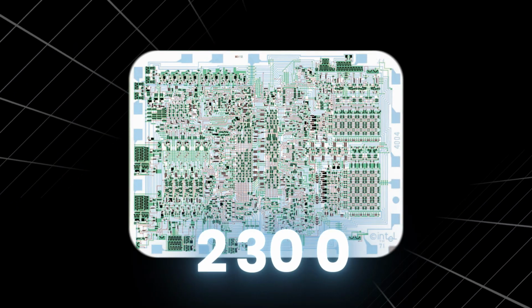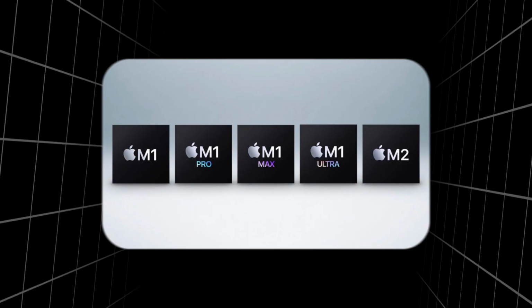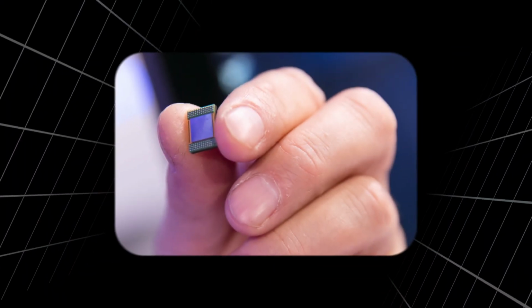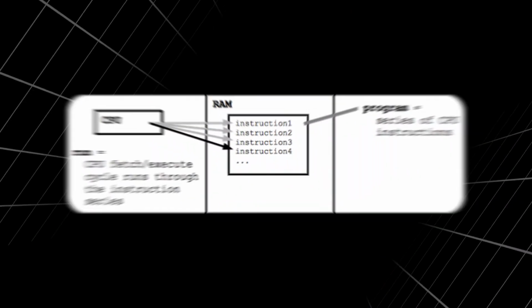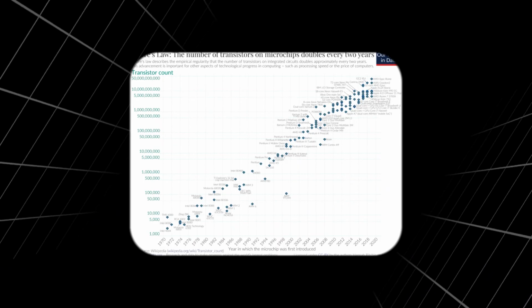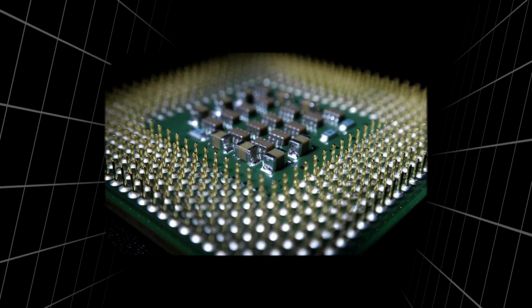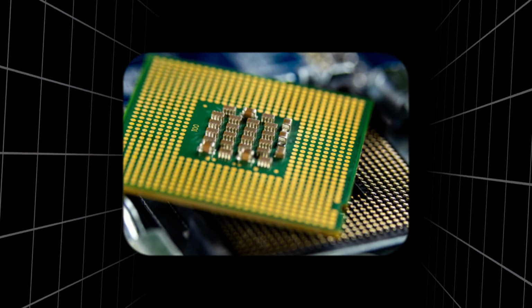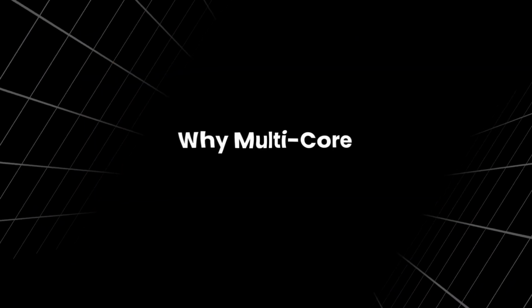It had 2,300 transistors. Today, Apple's M-series chips carry over 100 billion transistors on a chip that you can cover with your thumb. The key driver? Moore's Law. Gordon Moore's 1965 observation that the number of transistors on a chip doubles roughly every 2 years. It held up for decades, though now we're hitting physical limits at around 2 to 3 nanometers, where transistors are just a dozen atoms wide.